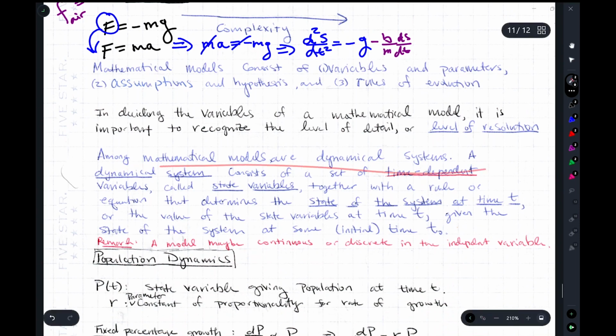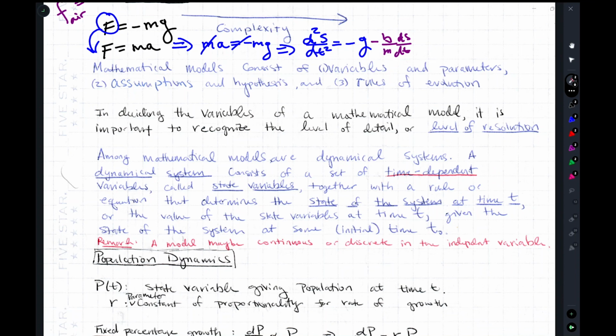And among mathematical models are dynamical systems. Dynamical systems are time dependent. Okay, so the example here, we have the position with respect to time, it depends on time, so it's time dependent. If we're looking at population dynamics and how things are changing with respect to time, that's also time dependent. Not every mathematical model has to depend on time. We could consider, for example, the stress and strain in a rope, and we'll look at a static picture there.